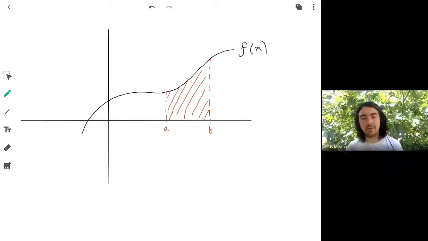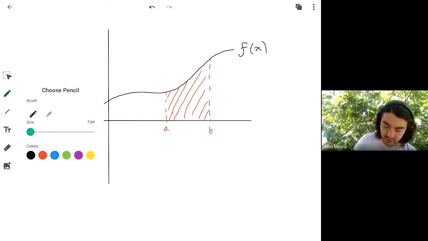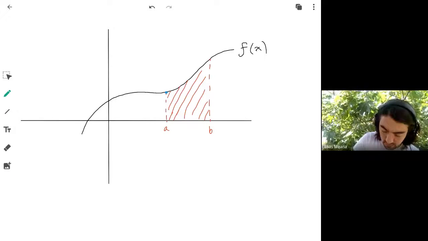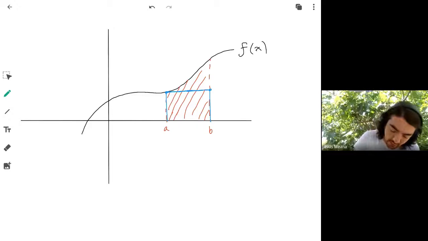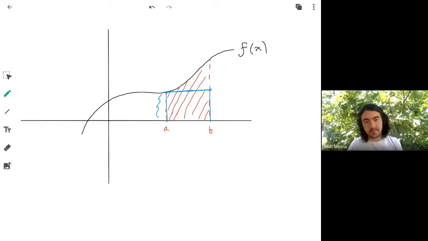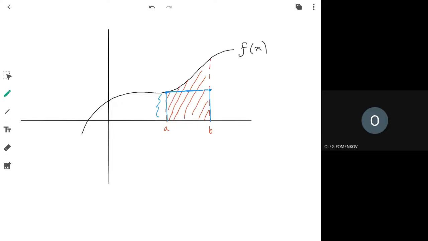All right, so we're trying to find this area, and the way that we're going to do it is we're going to approximate it really badly, okay? So our approximation is going to be a rectangle, this blue rectangle, going from A to B, right? But the height of the rectangle is going to be determined only by the point where that rectangle meets the curve at A, okay? So this height right here, what is this height? F of A.